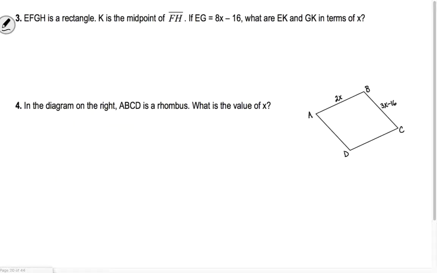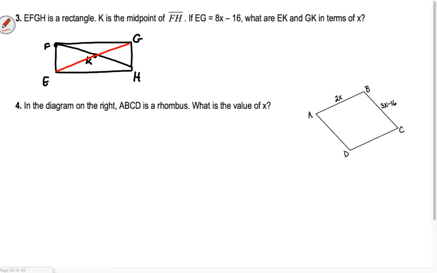All right. So EFGH is a rectangle. So let's sketch it out. It doesn't matter where you start it, but go in order once you start it. And K is the midpoint of FH. So FH is going to be this diagonal, and K is going to be in the middle of it. It says EG, this total length right here, is 8x minus 16. So what are EK and GK in terms of x?